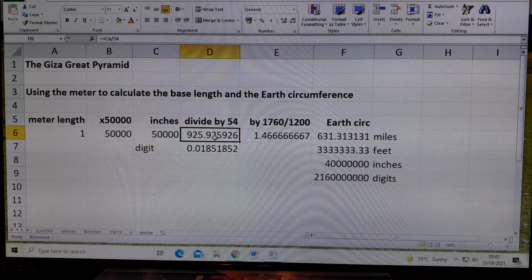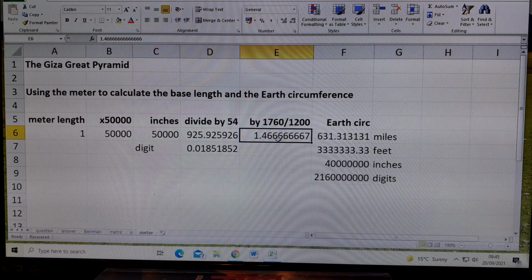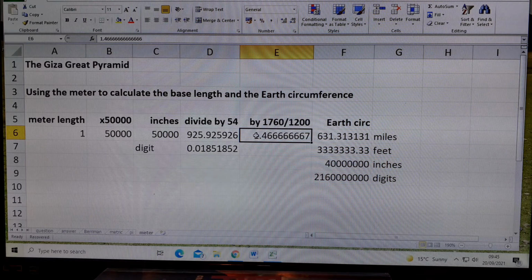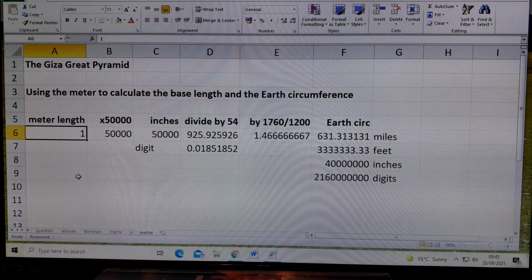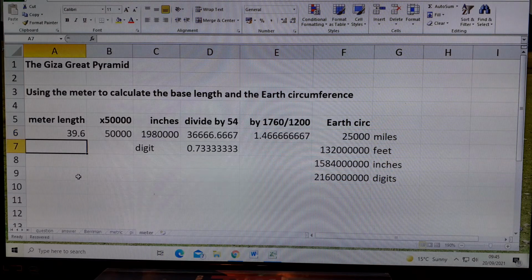To determine the Earth's circumference, we divide by the eclipse unit, which is 1760 divided by 1200. The reason for this is we know there are 1760 cubits in the Giza base in inches, and we know there are 1200 cubits in the Earth's circumference in miles. So we can put any meter length we want in here. Of course I'm going to put the base 100 meter in, which is 39.6.